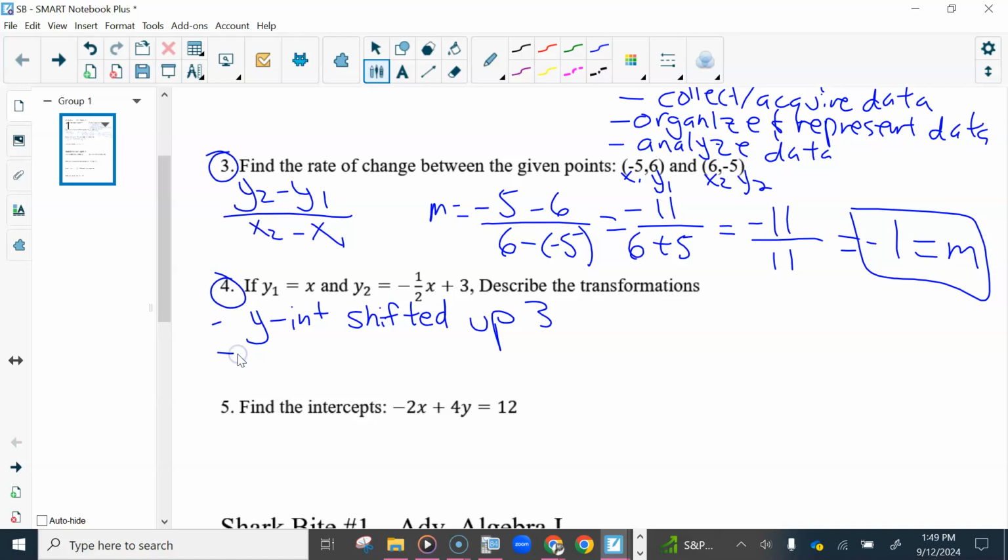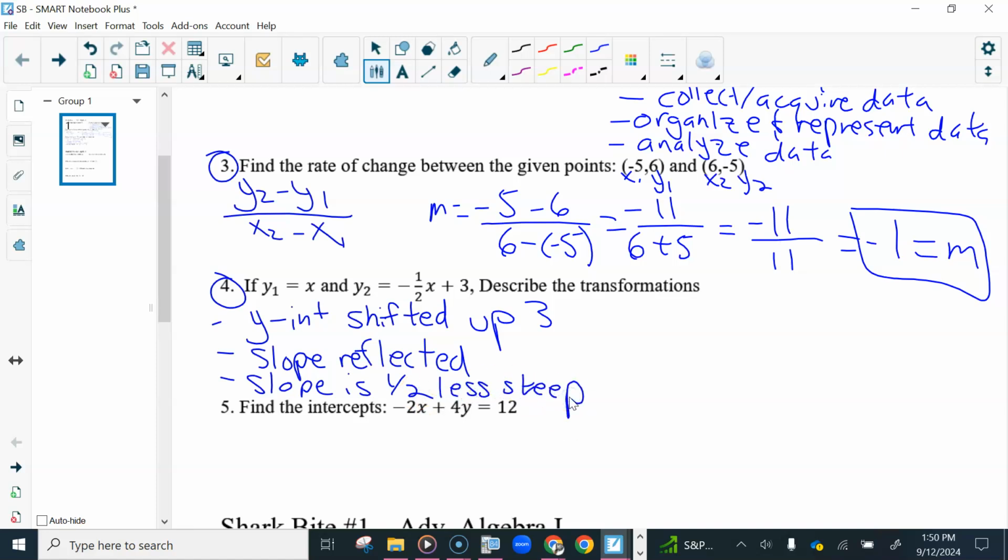The slope reflected because of the negative. And the last thing. You got less steep by 1. Yes. The slope got less steep by 1/2. There we go. So we need to keep all of that in our minds somewhere so we don't lose it. Make sure you have those written on your answer sheet.